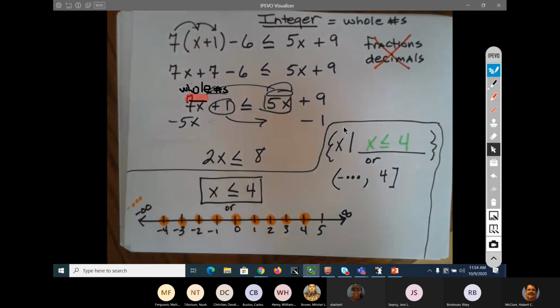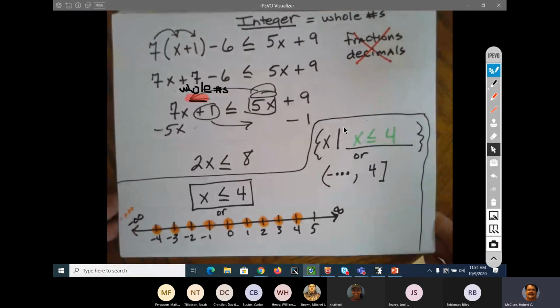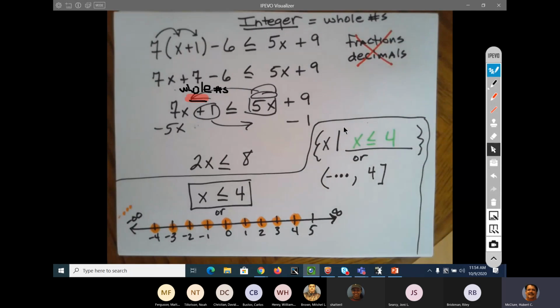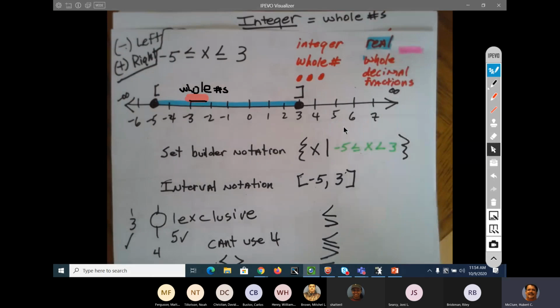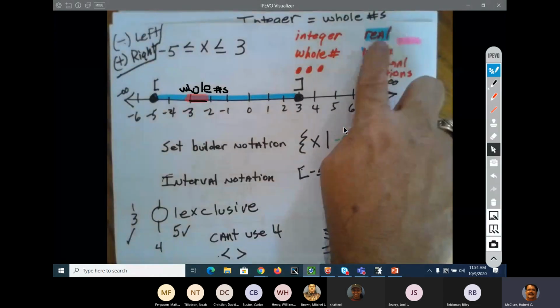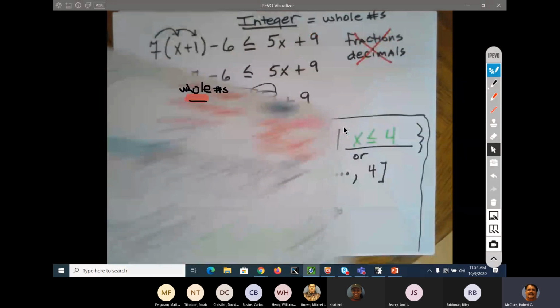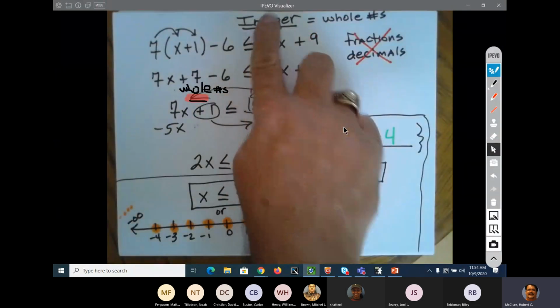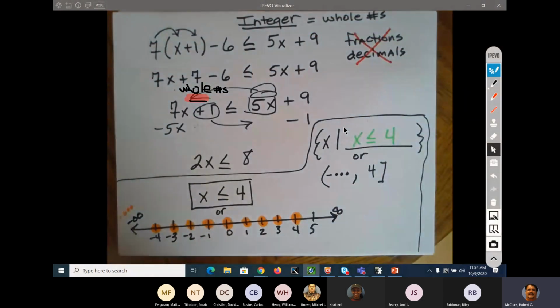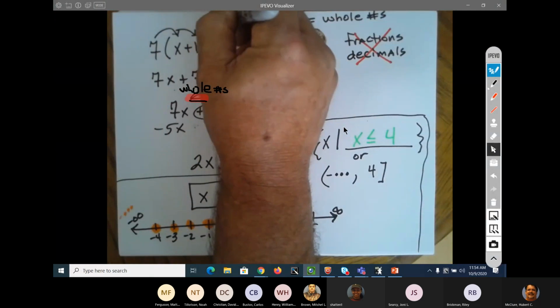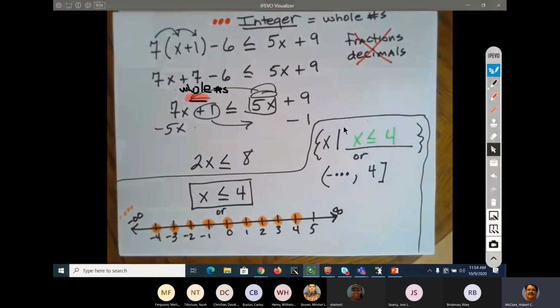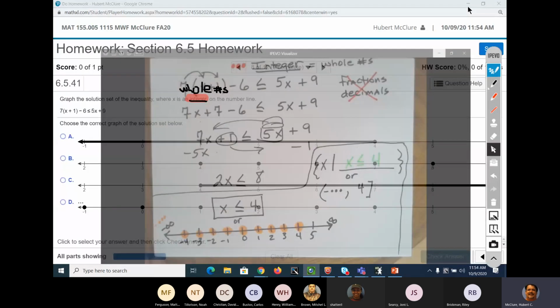Okay. Now I need you to make sure you understand that question and why it's different from the shaded regions. Okay, let me show you. This is a shade. Shade goes with real numbers. Dots go with integers. So let's look at the question and see which one it is. Well, let's see which one it's not.